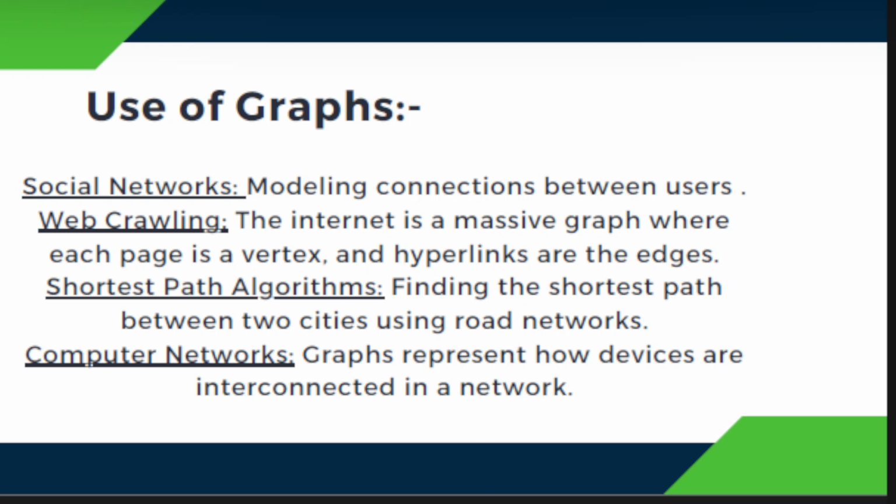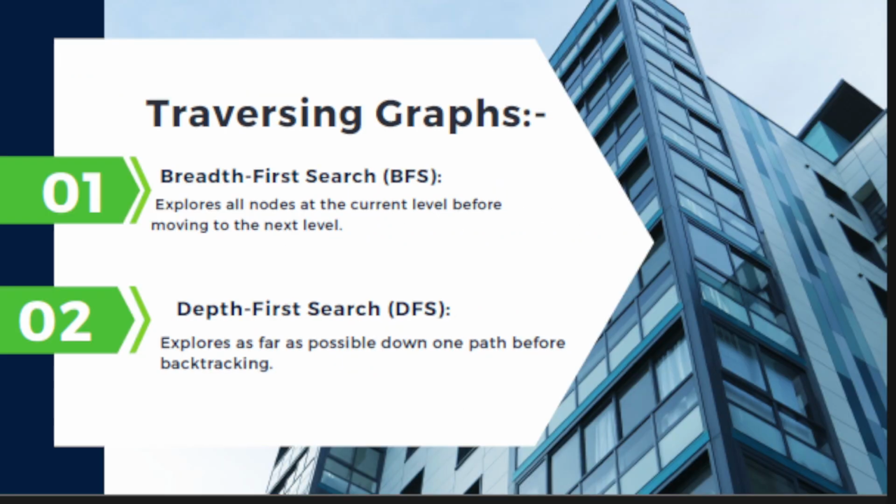To work with graph efficiently, you need to know how to traverse them. Here are two traversal methods: breadth first search and depth first search. Breadth first search explores all nodes at the current level before moving to the next level. Depth first search explores as far as possible down one path before backtracking. Both techniques are fundamental for solving many graph related problems like connectivity and cycle detection.